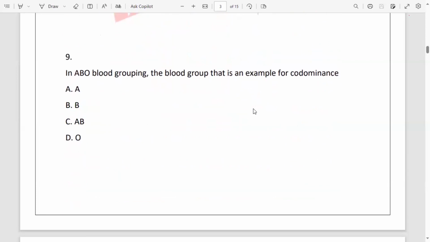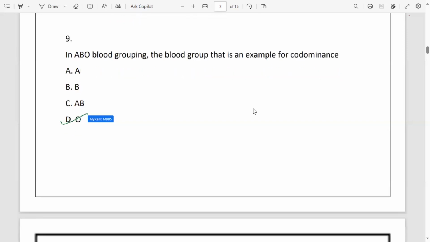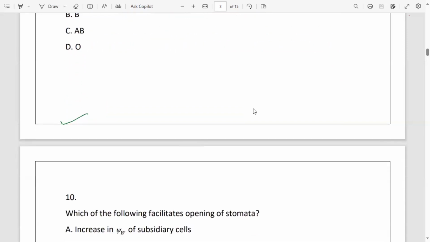Now coming to the ninth question. In ABO blood group, the blood group that is an example for codominance. Codominance will be seen with AB blood group because both alleles exist, then both express themselves. So C would be the answer.